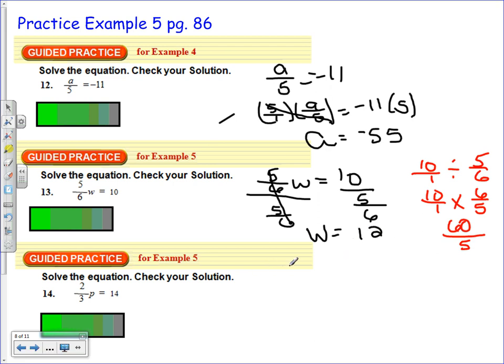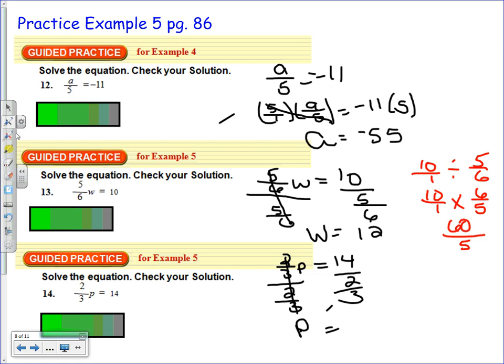So we're going to look at number 14. 2/3 times P equals 14. The opposite of multiplying by 2/3 is to divide by 2/3. These cancel. 2/3 divided by 2/3. Any number divided by itself is 1.